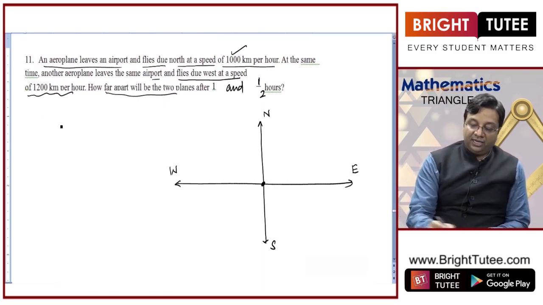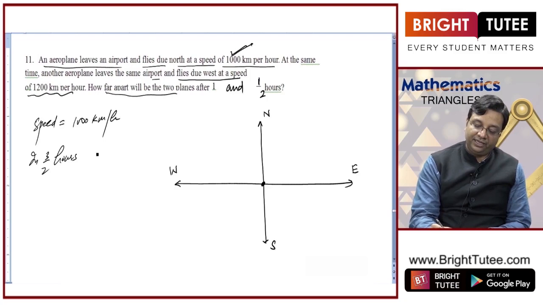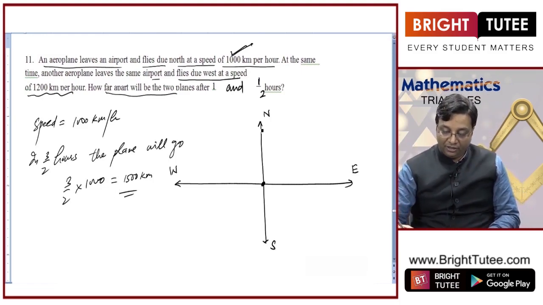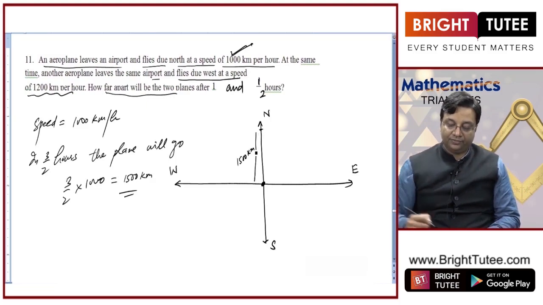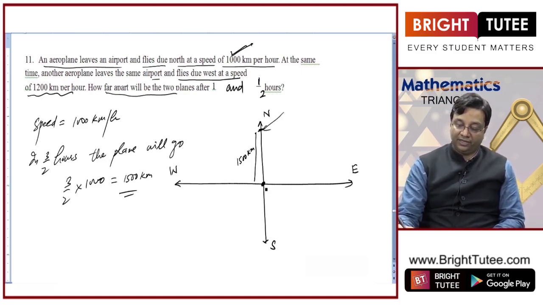So in 1.5 hours, how far will it go? At a speed of 1000 km per hour, in 3/2 hours, the plane will go 3/2 into 1000 kilometers, that is 1500 kilometers. So the plane which travels due north will go 1500 kilometers, right, to this place, which is 1500 kilometers away from the airport.